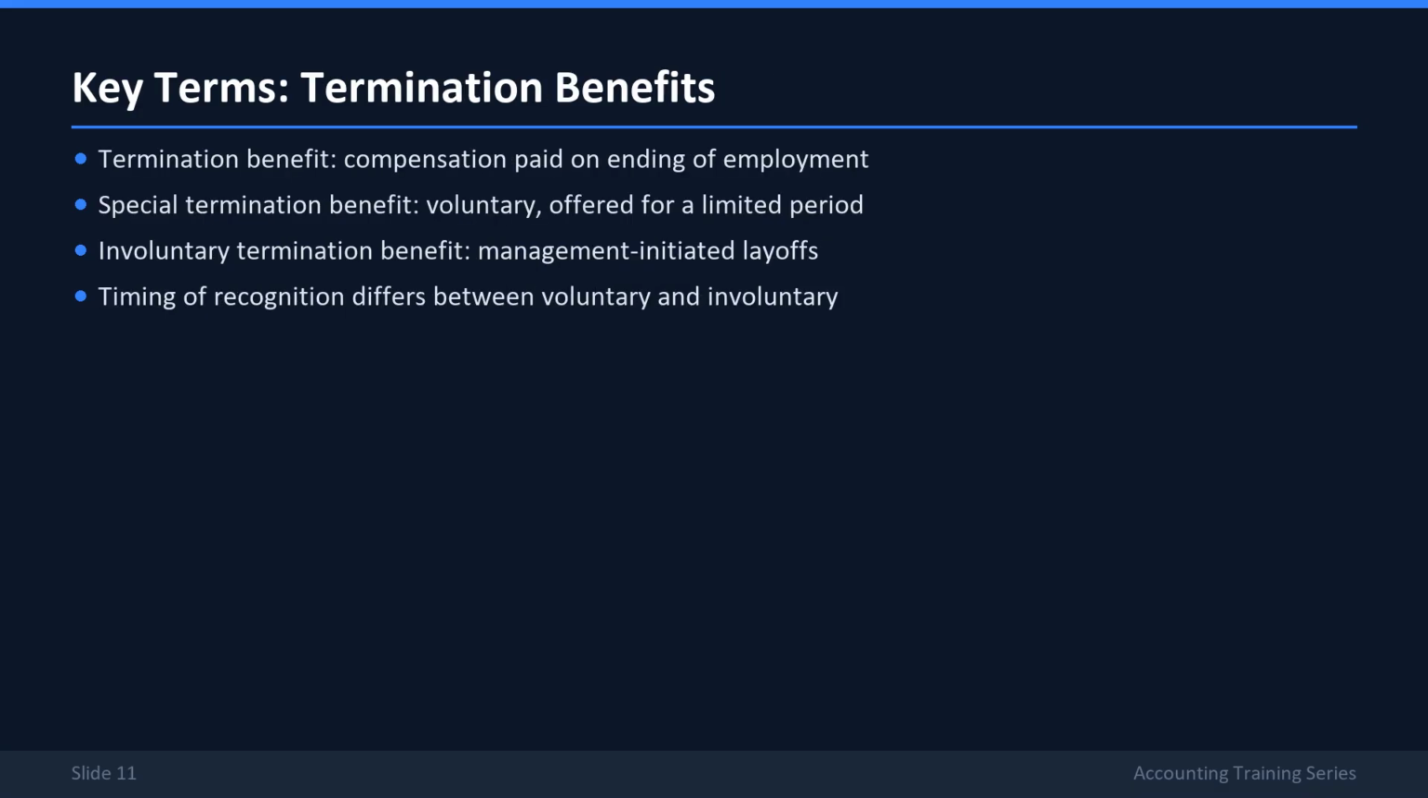A termination benefit is compensation provided to an employee in connection with the ending of their employment. Special termination benefits are offered on a voluntary basis for a limited period, typically as an incentive to encourage early retirement or voluntary separation. Involuntary termination benefits arise from management decisions to lay off or restructure. The accounting recognition for each type differs significantly, and the distinction between voluntary and involuntary determines which standard and which recognition trigger applies.